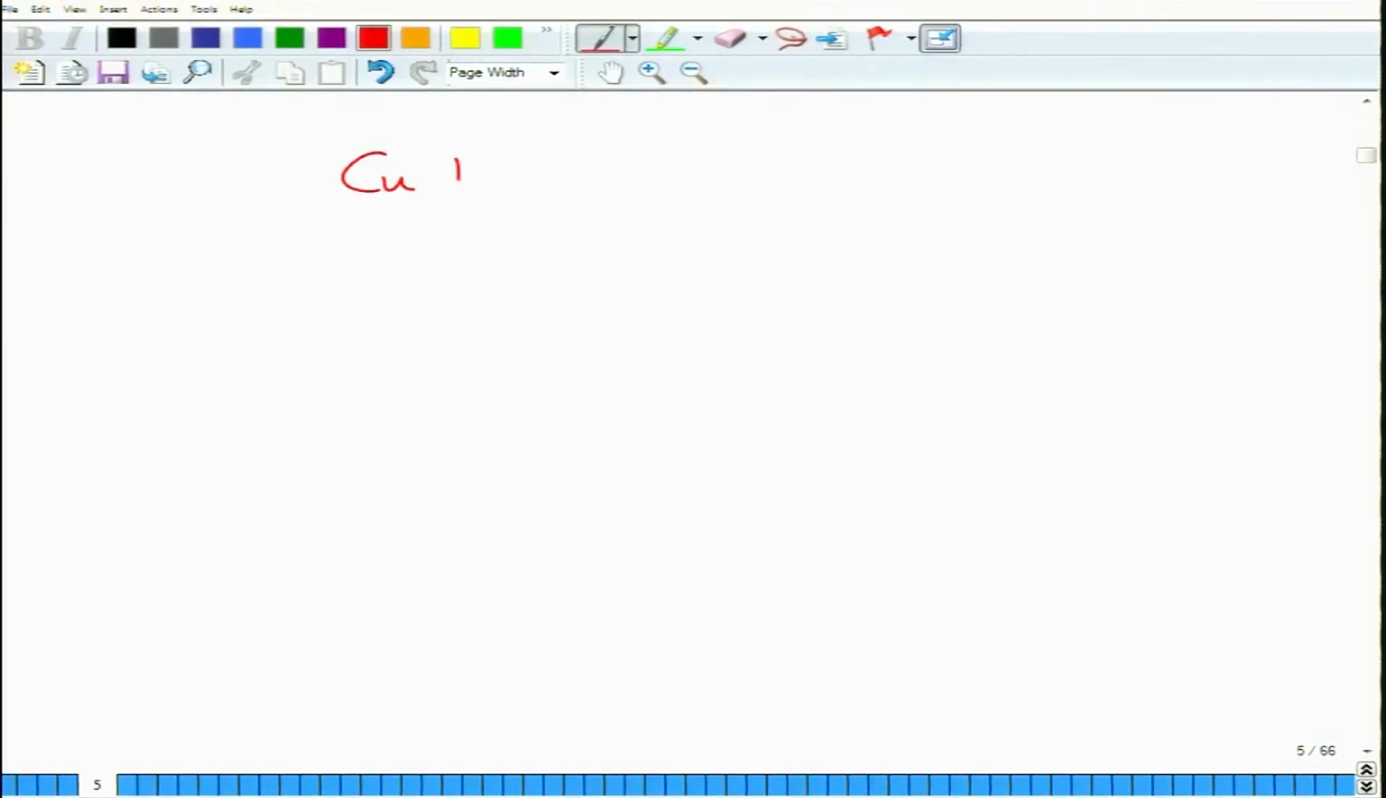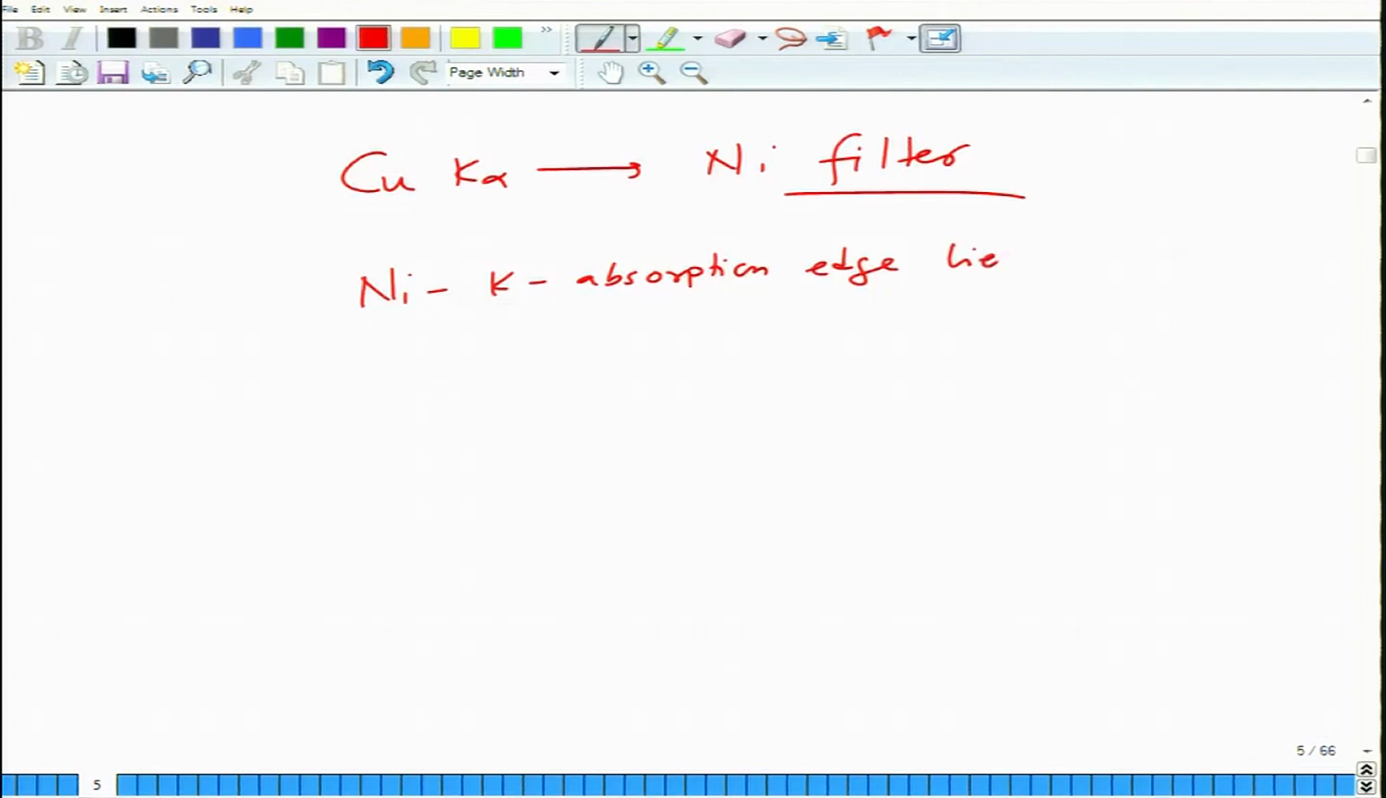So one use of this absorption edge property of materials is to choose a material which can be used as a filter to give you the wavelength that you want for the incoming radiation. In case of copper radiation Cu K alpha, we typically use a nickel filter, because nickel has an absorption edge which lies between Cu K alpha and Cu K beta.